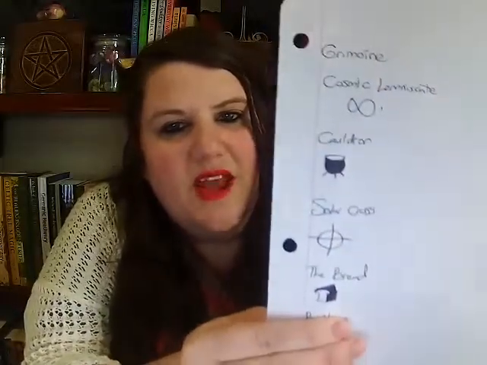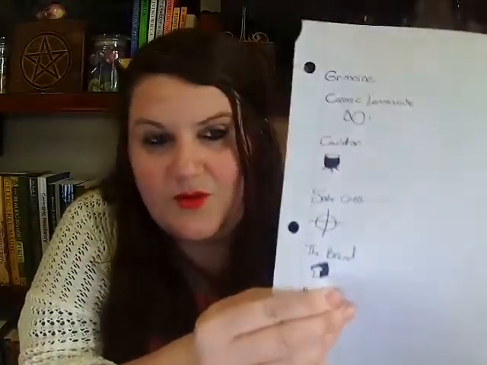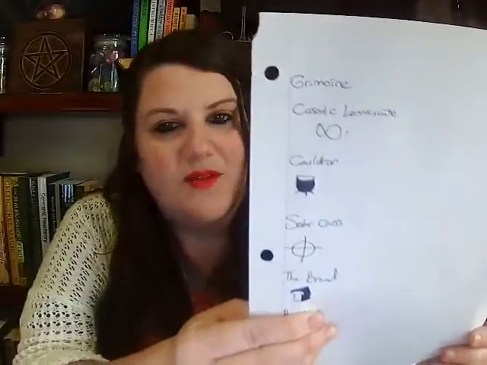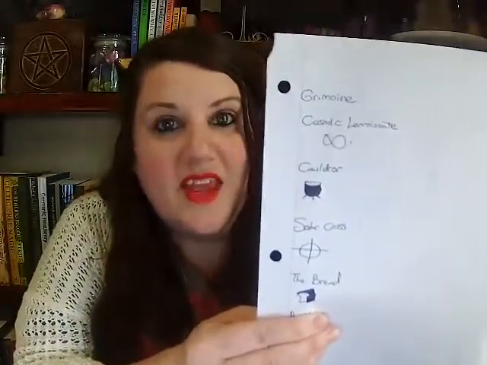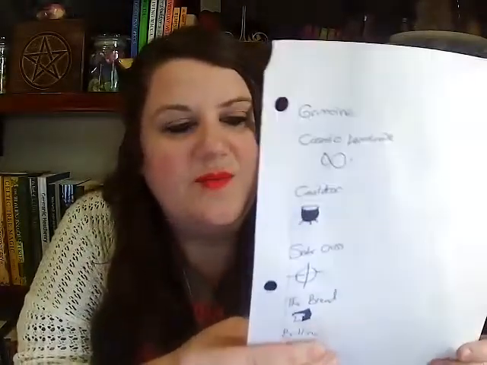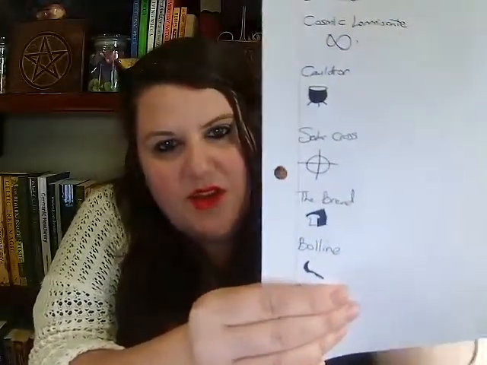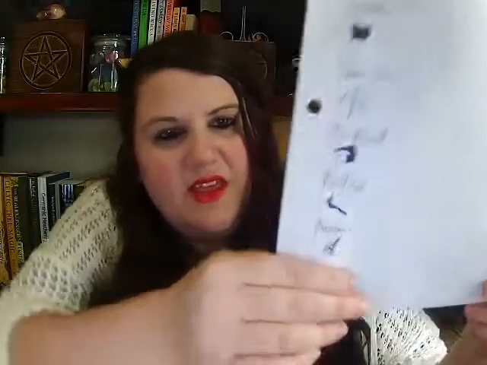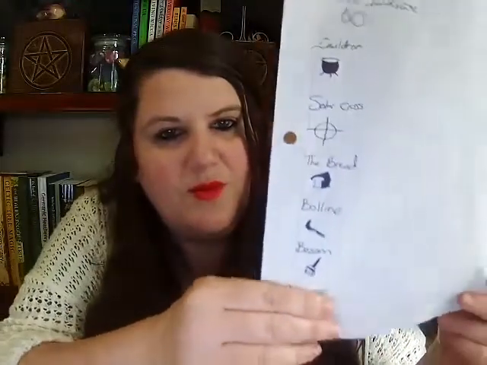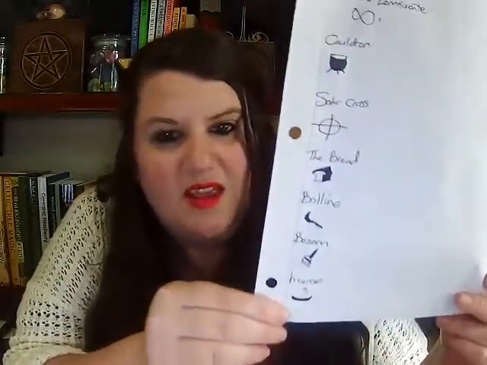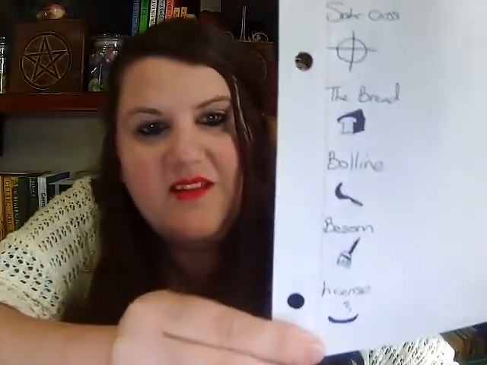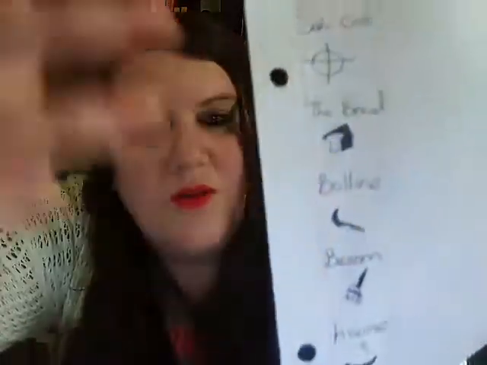Then we have the solar cross, which looks kind of like a bullseye target to me. And then we have a symbol for bread, because, of course, bread is also one of the commonplace offerings and can represent the cakes and ale ceremonies. Next, we have the boline, just kind of like a miniature little scythe. Then we have the besom in the shape of a broom for obvious reasons. And then we have incense, a little bowl with the wafting of the scent coming off of it.